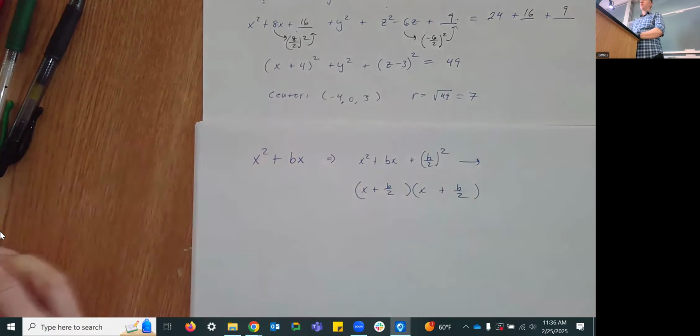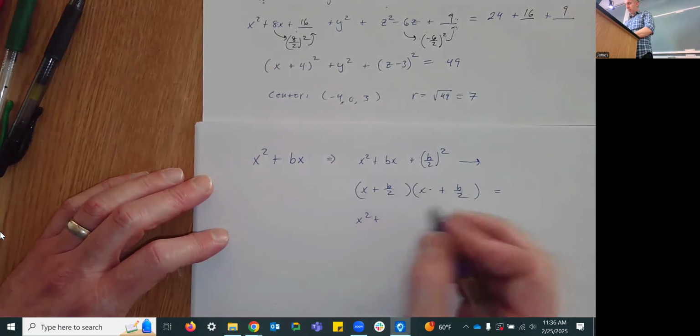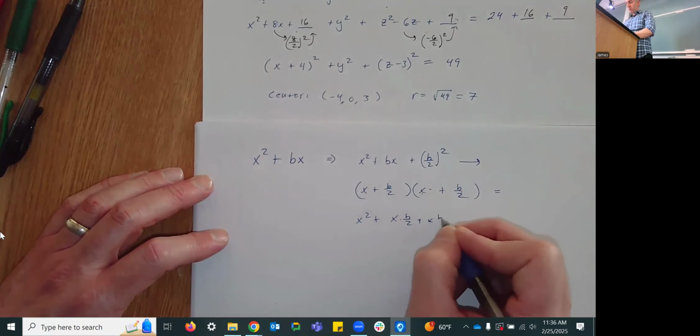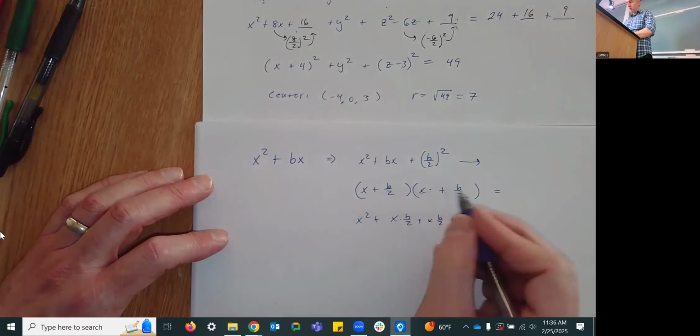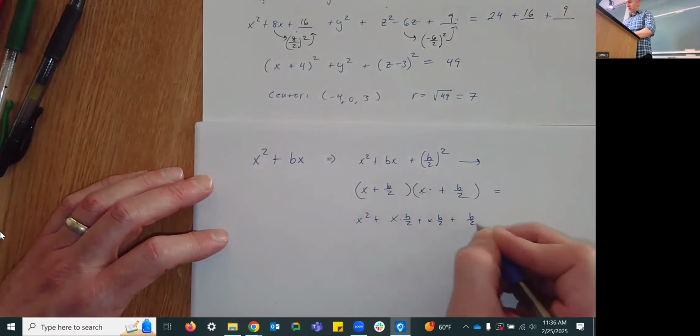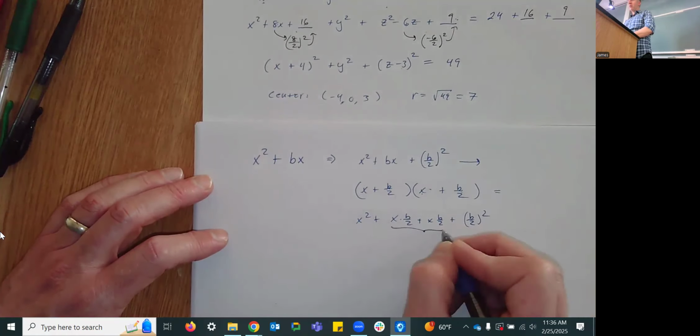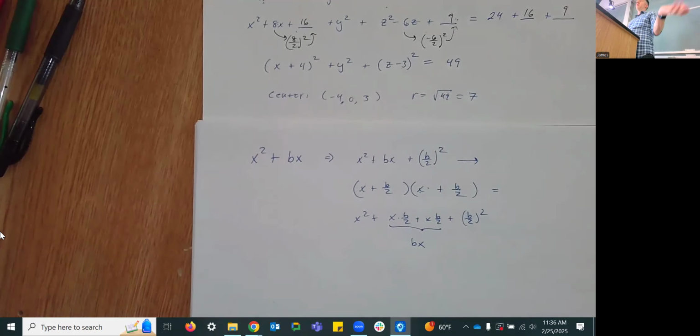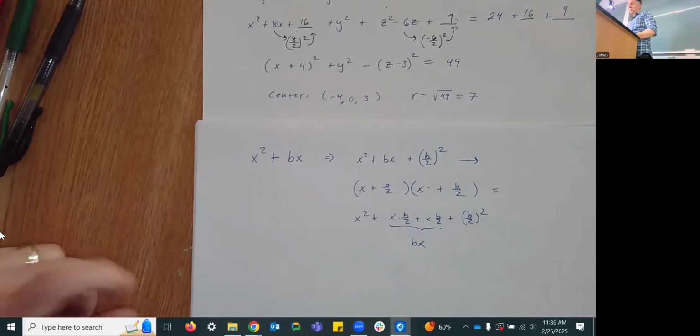Because when you multiply it out, you get x times x, you get x times b over 2, plus another x times b over 2. And then you get b over 2 times b over 2, which is b over 2 squared. And then this middle term here is just b times x. So that's the process for completing the square: just taking that middle term, dividing by 2, squaring it, adding it, and that allows you to rewrite things.